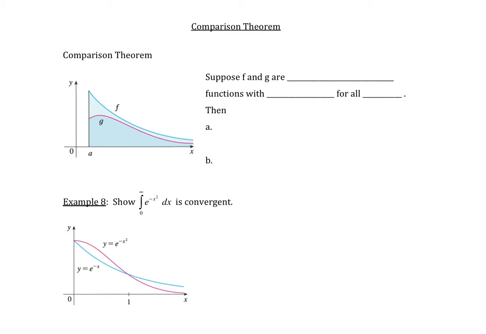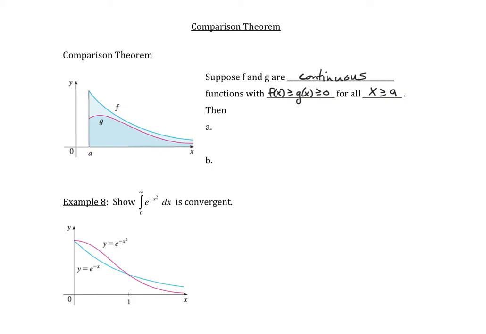Suppose that f and g are continuous functions with f of x being greater than or equal to g of x, which is greater than or equal to 0, for all x greater than or equal to a. So this picture on the left here indicates what we're trying to talk about. We could see that a is this important point, and we're going off to positive infinity. We can see that f is always going to be bigger than or equal to g for all values of x that are greater than a.